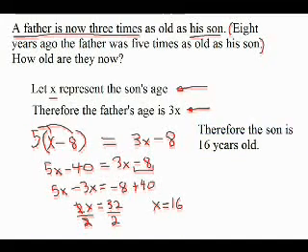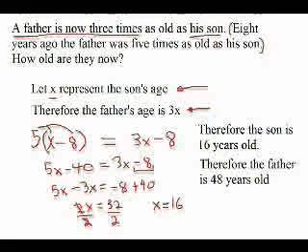And the next question we have to answer is, well, how old is the father? If the son is 16 years old, how do we calculate the father's age? Well, we're told that the father is 3 times as old as his son. So 3 times 16 is 48. So we write a statement, something along the lines of, therefore, the father is 48 years old.